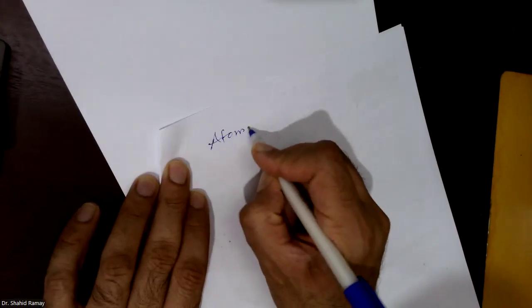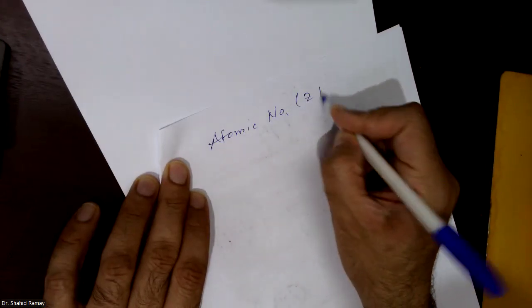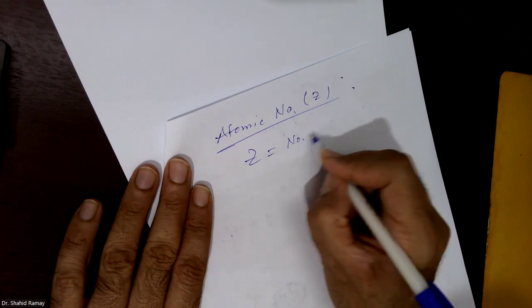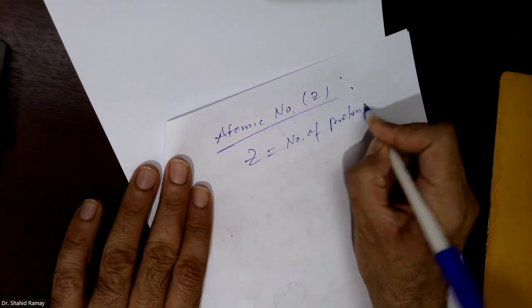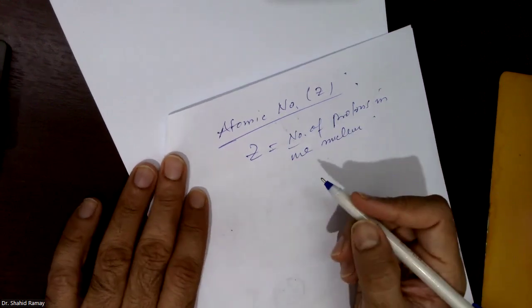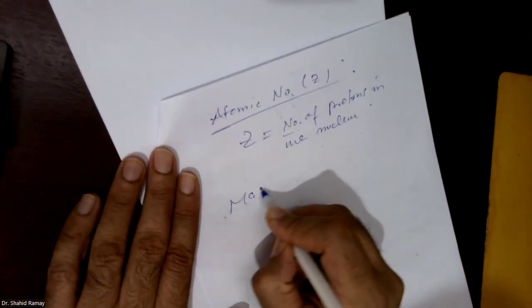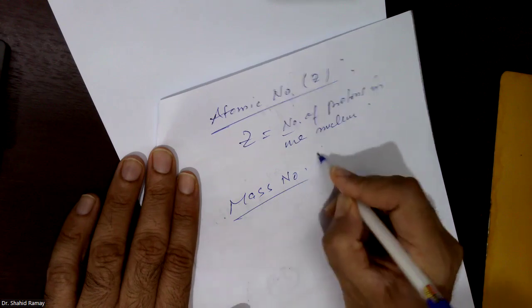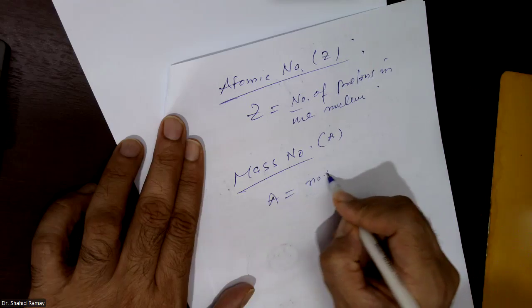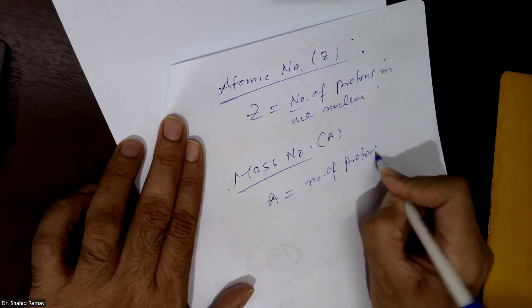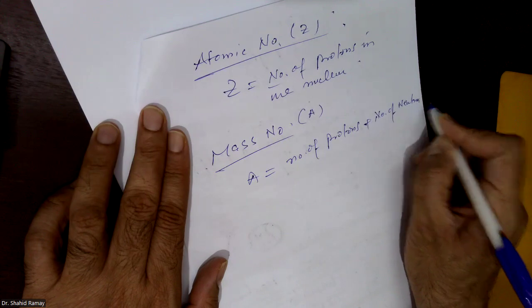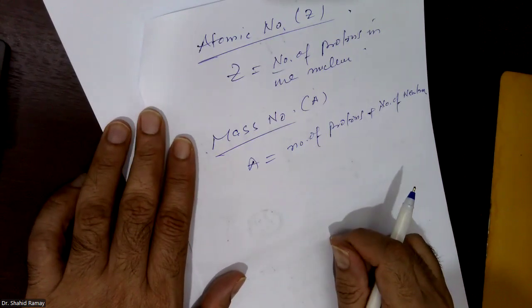The atomic number is represented by Z, and this is the number of protons in the nucleus. The second thing you should remember is the mass number. The mass number is denoted by A, and this A is equal to number of protons plus number of neutrons. So this is equal to the mass number.